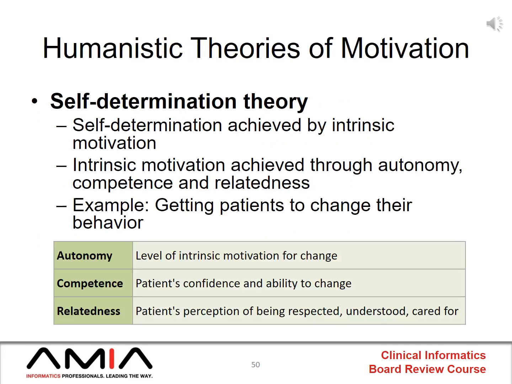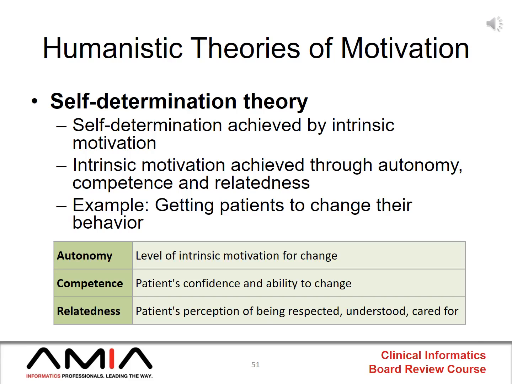Self-determination theory is a humanistic theory of motivation, which states that self-determination is achieved by intrinsic motivation, and intrinsic motivation is achieved through autonomy, competence, and relatedness. In other words, if an individual does not feel that they have autonomy to make decisions, that they do not have competence to make changes, and they don't feel a sense of relatedness to the people around them, then their ability to be intrinsically motivated is diminished.